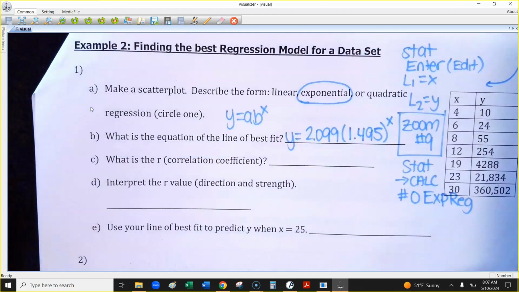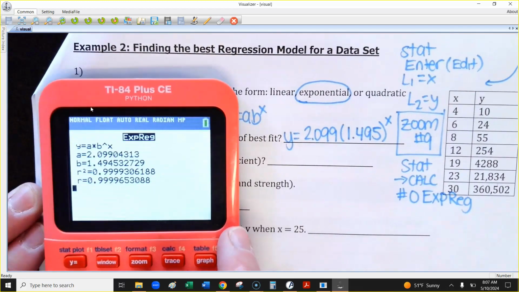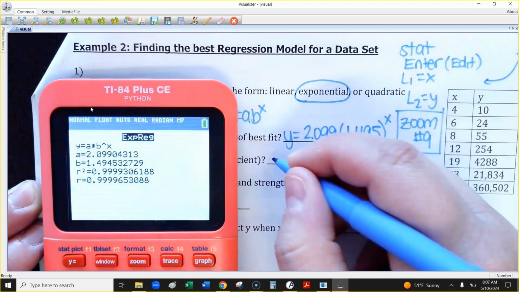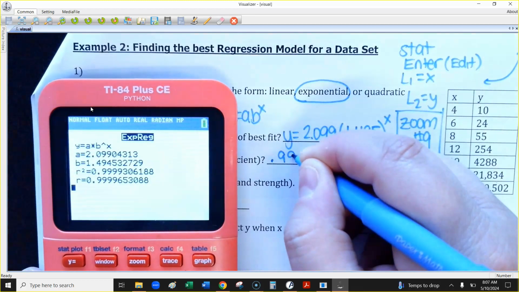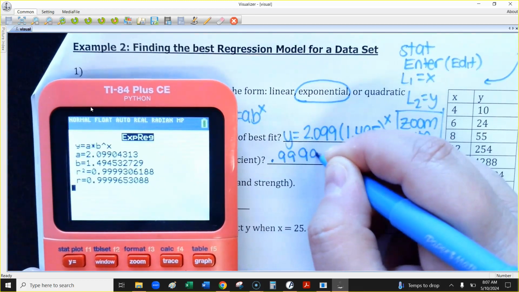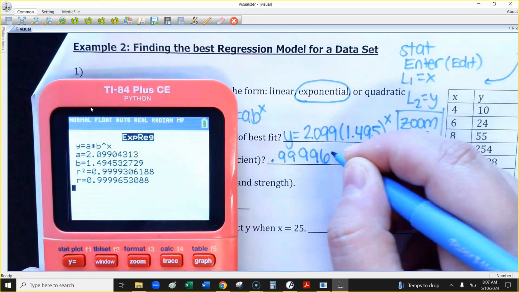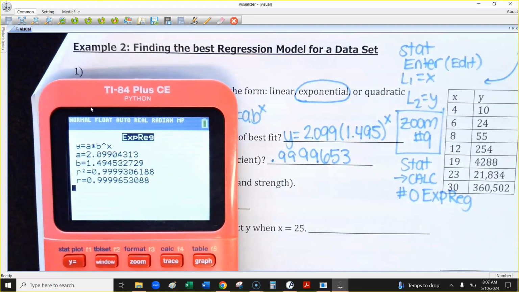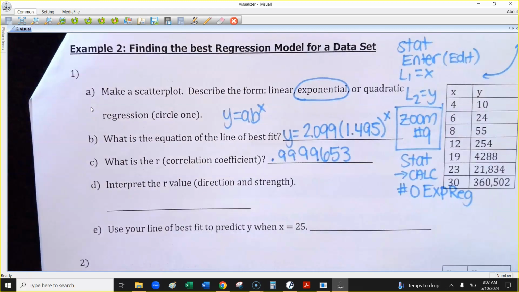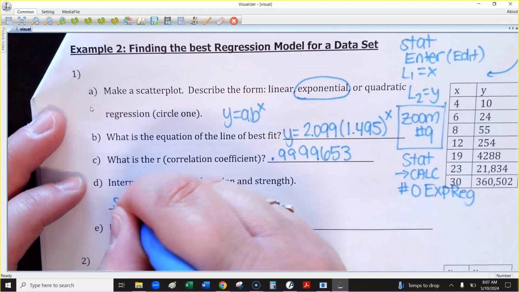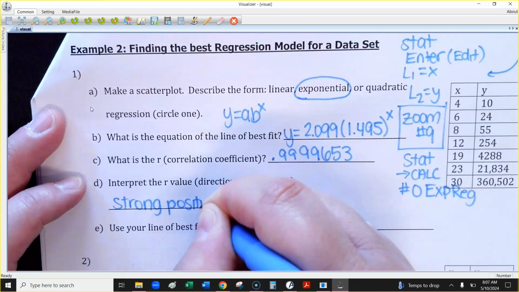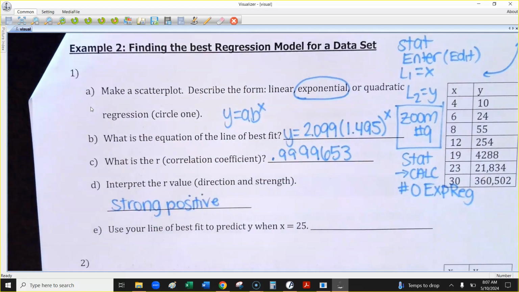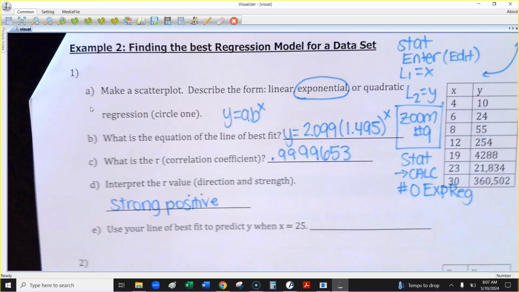Now, what's the correlation coefficient? Again, it doesn't tell you what to round to. I'm just going to write out several decimal places here to show you that it's not exactly equal to 1. We are a little bit off, but it's pretty darn close. You got 4 9s, like maybe 653. I'll just write a couple of those, but you can see that's really strong. So this is a strong positive. Almost perfect, but not quite. So this would be a very excellent representation of your data.